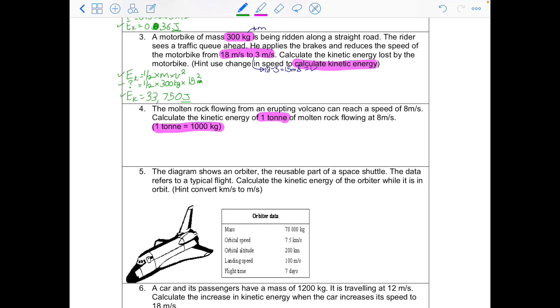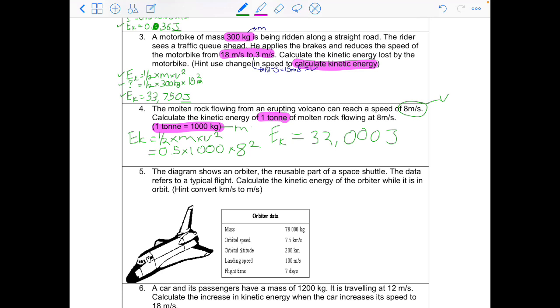So we have 1 ton, so we know our mass is 1,000 kilograms. We have our speed of 8 meters per second. Kinetic energy is 1/2 times mass times velocity squared. So this is 0.5 times 1,000 times 8 squared. So we end up with a final answer. Our kinetic energy is equal to 32,000 joules.